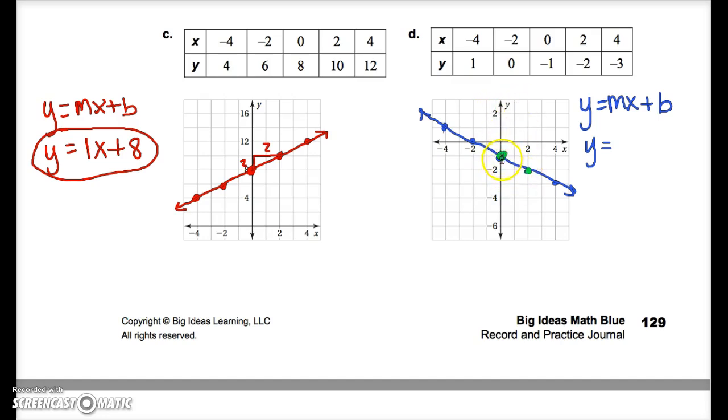So when I rise, I'm actually going down 1, so that's -1. And then I go to the right 2. So my slope is -1 over 2, -1/2, x. And then it crosses the y-axis right here at -1. So whenever you put that into your equation, make sure you put -1. Or if you put plus and -1, that would be fine also. And there's your equation.